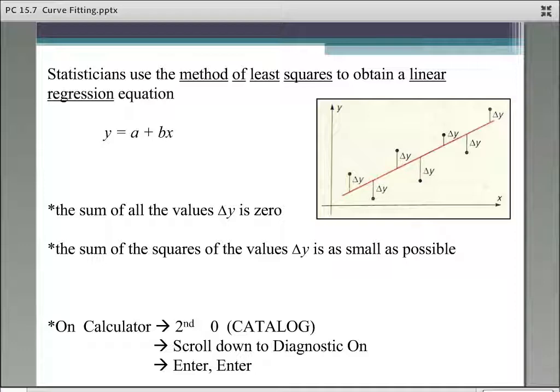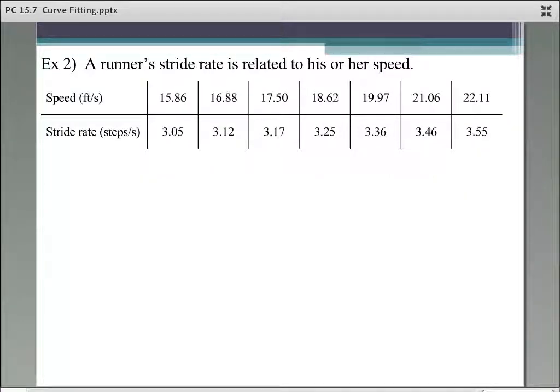You want it to actually say that it did it. All right, so diagnostics are on, and we can do this next example.